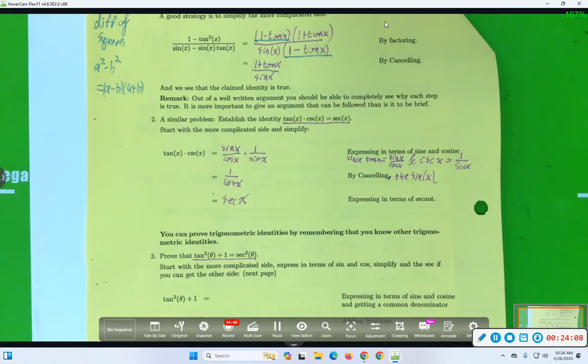So, tangent squared plus 1 equals secant squared. Is there one side that looks obviously more complicated? That's all qualitative, so even if you disagree with me, that's fine. Tangent squared plus 1 has a plus. The other one is just one thing. Let's start with the side that has a plus, with the idea that if you start with the more complicated side, there's space to simplify. So let's start with tangent squared plus 1 and see what we can do.